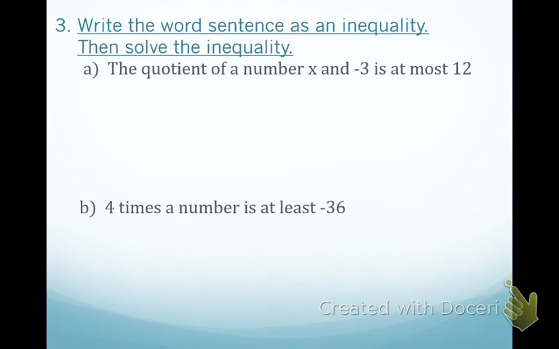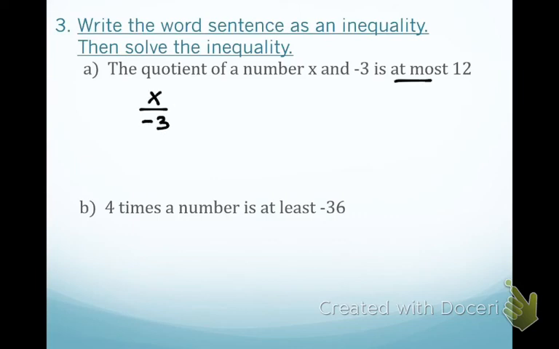All right, the next section says, write the word sentence as an inequality and then solve the inequality. Let's start with this. It says the quotient of a number x and -3 is at most 12. What does the quotient mean? Division, okay? How do we use division in our class? A fraction bar, very good. So who can help me with how to write the quotient of a number x and -3? Jacoby, how would I do that? X over -3. Very good.